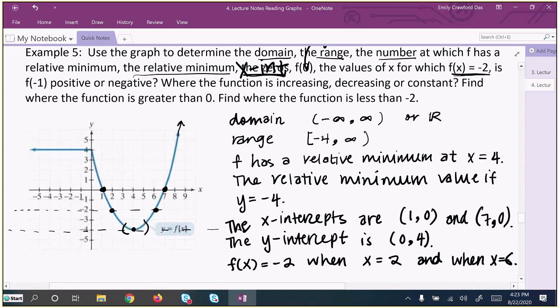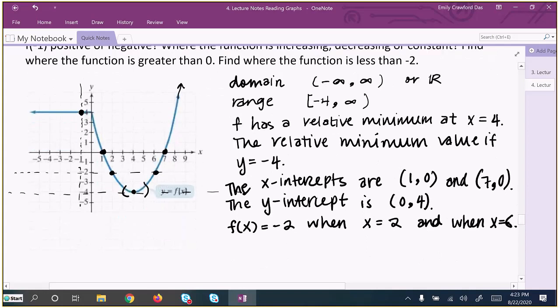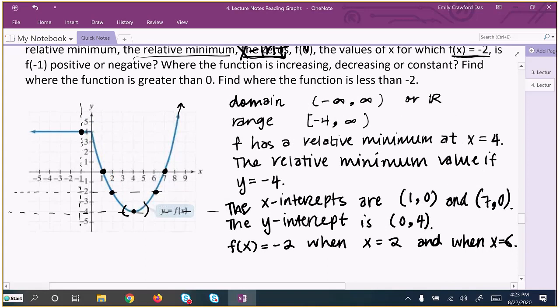It also asks us, is f of -1 positive or negative? So we go to x equals -1, and we find the corresponding y value by just looking up or down. We see that it's here. So f of -1 is positive, since in this case we see that f of -1 is actually equal to 4.